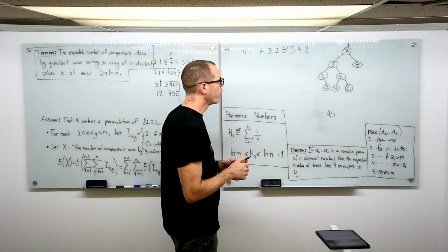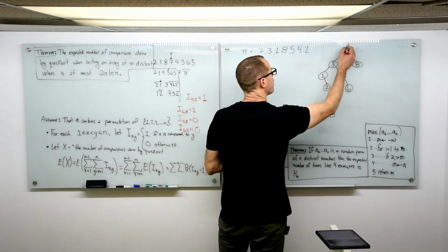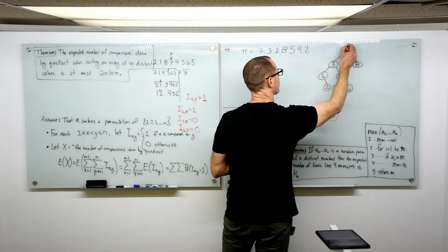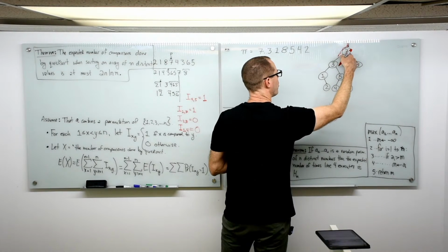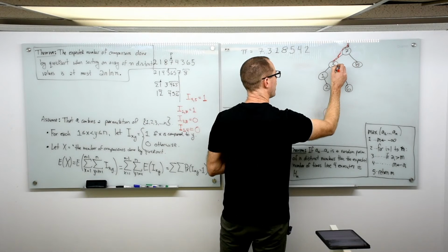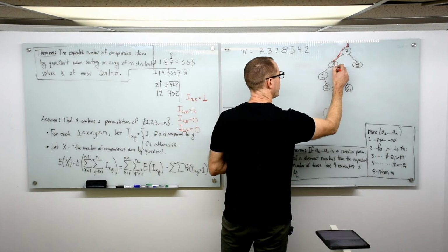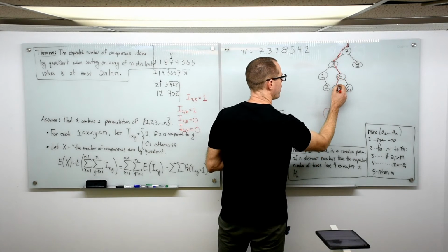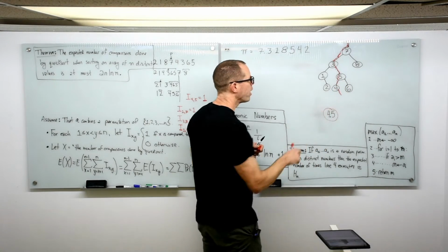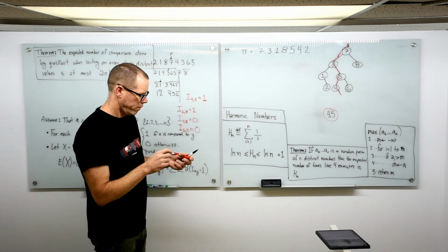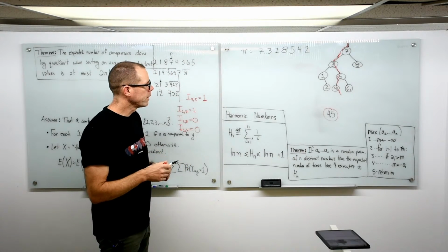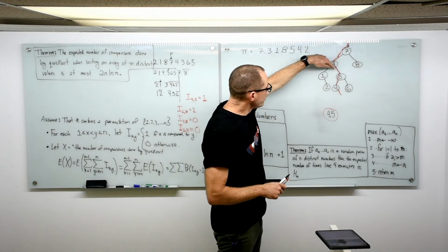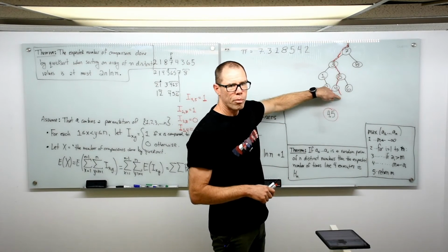So when we search for 4.5, we start at the root. 4.5 is smaller than 7, so we go left. It's bigger than 3, so we go right. It's smaller than 5, so we go left. And then it's bigger than 4, so we go right, and we fall out of the tree. So these are the nodes that we see when we go searching for 4.5.